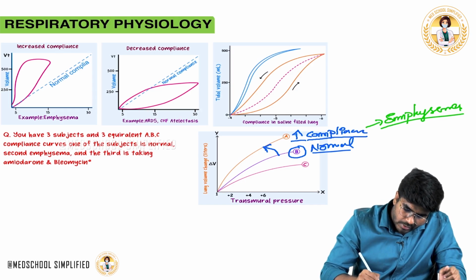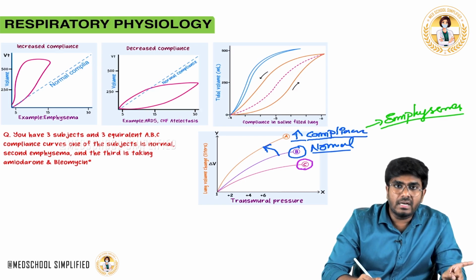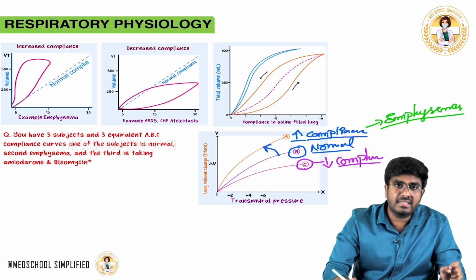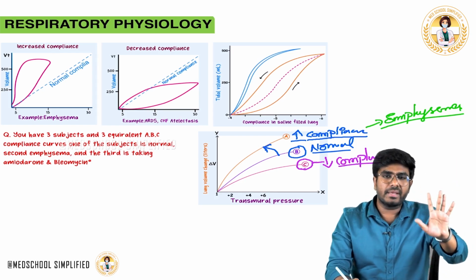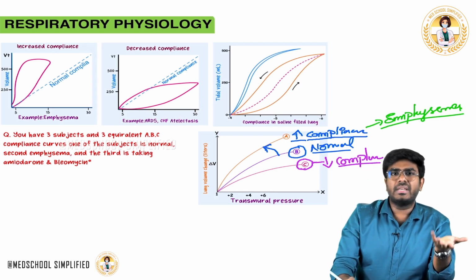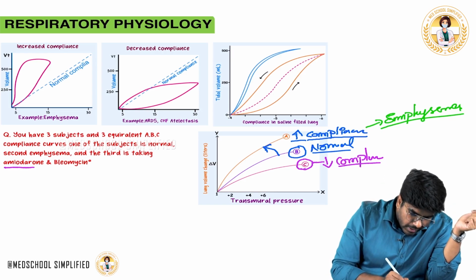Now let's talk about C. We can clearly say that compliance curve C has less compliance, because it is more towards the x-axis and the slope is falling down. In which conditions is compliance going to go down? In atelectasis and pulmonary fibrosis. But in this question, the person is using amiodarone.